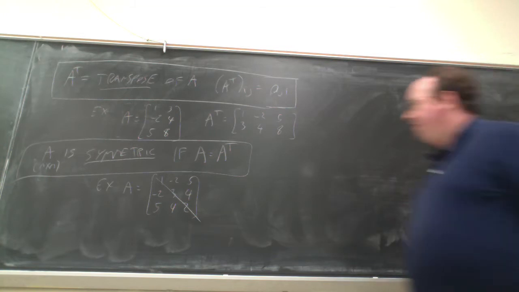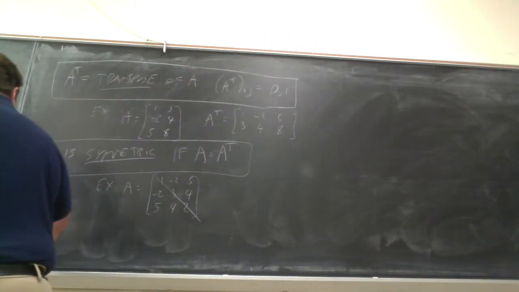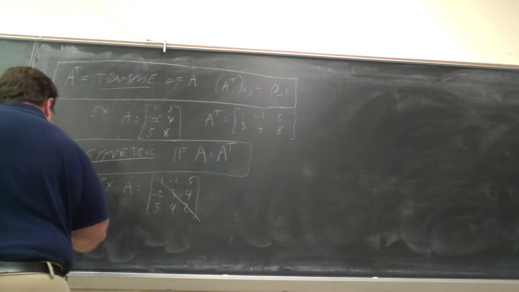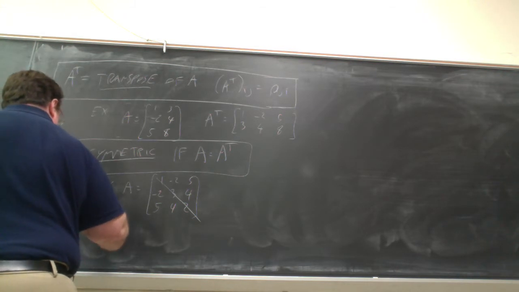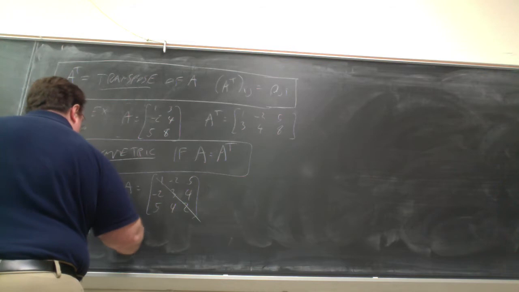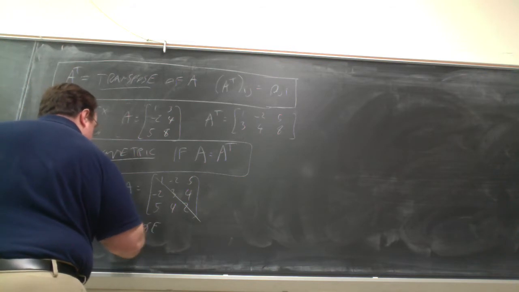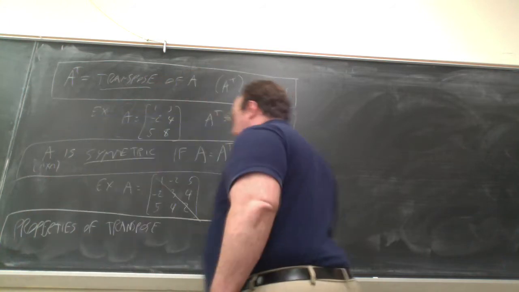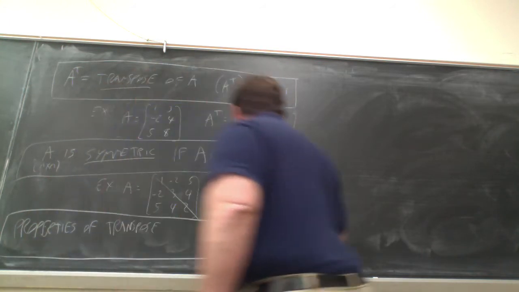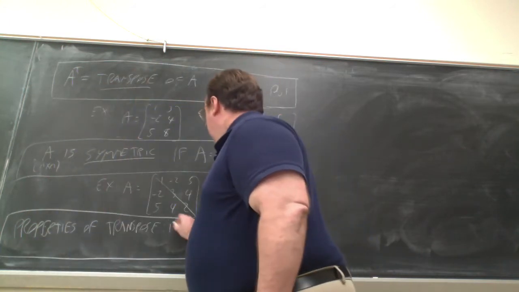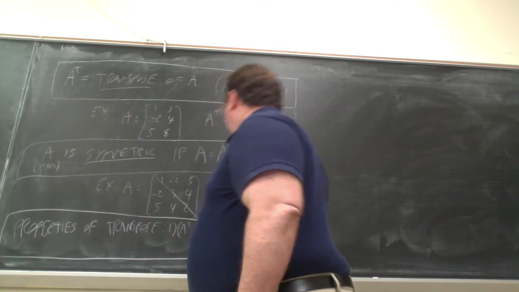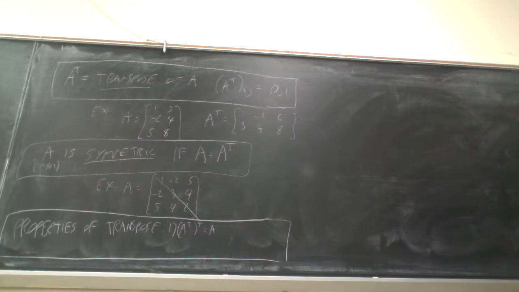What I should throw in here, as long as I'm talking about the transpose, are some properties of a transpose. You never know when these might be needed. First, if you take the transpose of the transpose, that just brings you back to the original matrix, because you're reversing rows and columns, and then you're reversing them again.